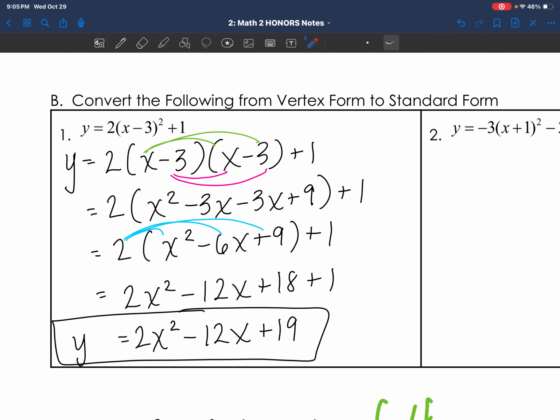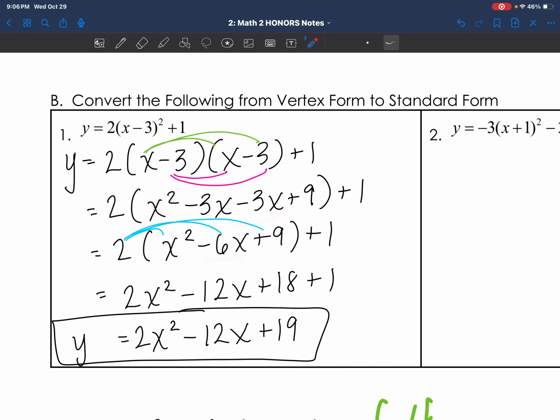And then what you're going to do for the next part is we're going to take it from vertex to standard. So this is vertex form. And really the only trick is you have to remember to write this out twice because it is squared. And then once you write this out twice, you're going to distribute. And then bring your 2 down, bring your 1 down. And then now that we have this 2 outside the parentheses, now you're going to distribute or combine like terms.